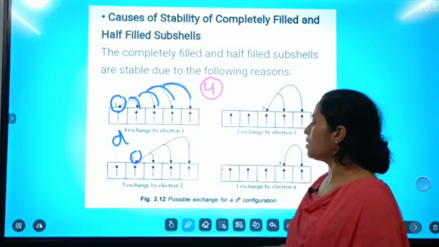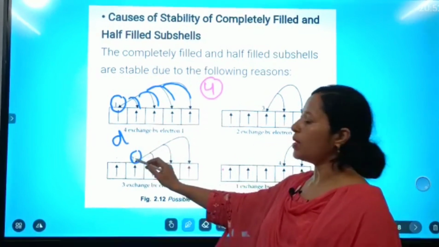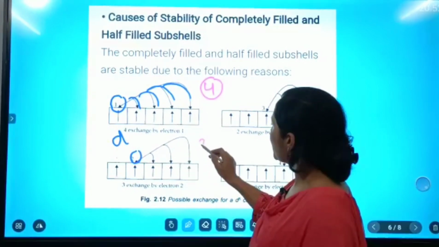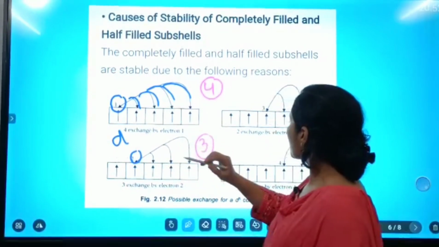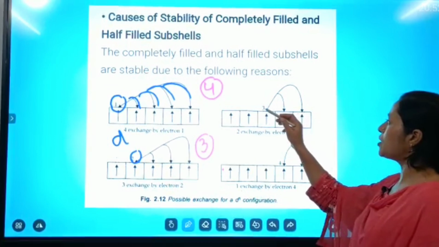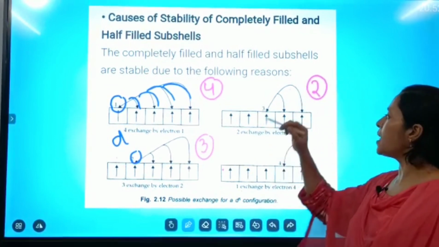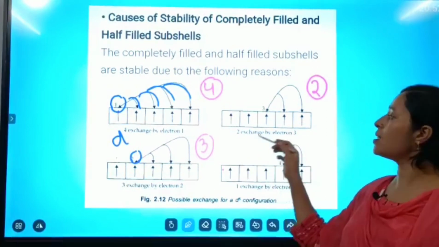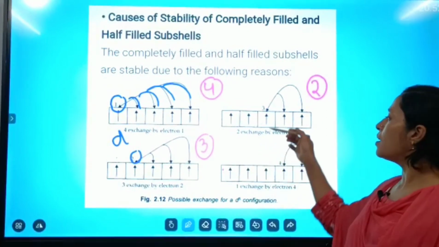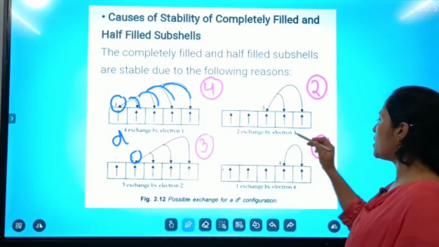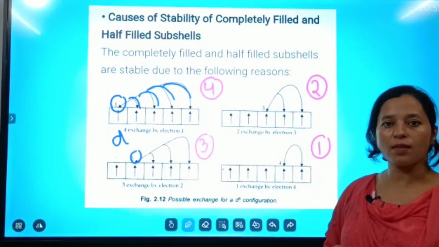If we look at electron number 2, it can change its position with 3 electrons. So how many chances does it have? 3. And the third electron has only 2 chances. So you see the number of chances in which they can change their positions is decreasing. And the fourth electron has only 1 chance to change its position.